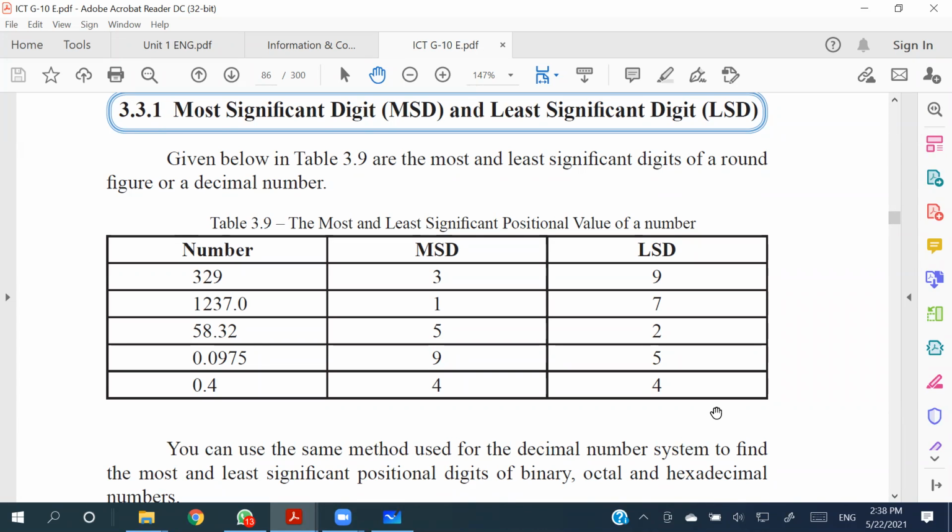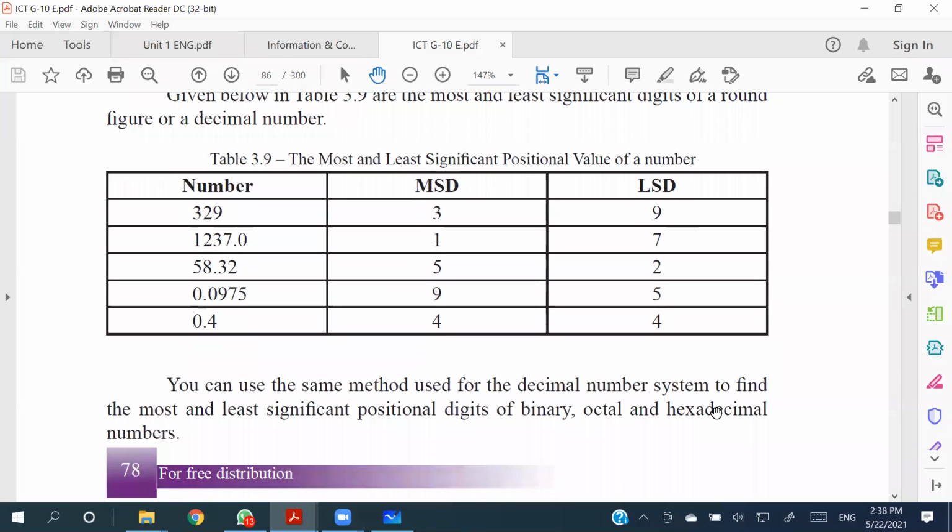Now, consider this particular table that is given to you. The number is 329. This is an integer, with no decimal or fractional part. So the MSD is taken as 3 and the LSD is taken as 9. You can see 3 is at the leftmost place and 9 is at the rightmost place.